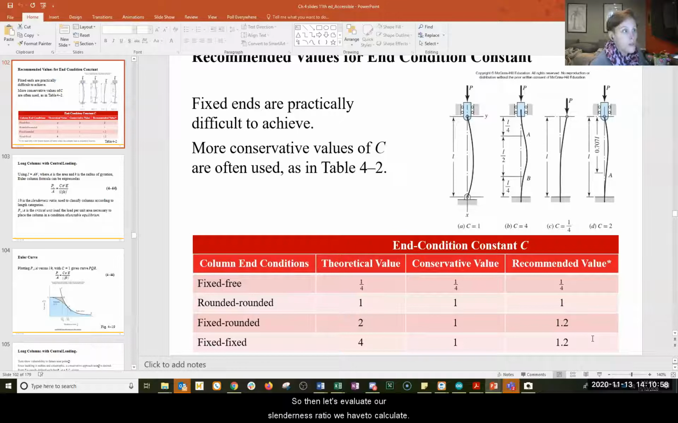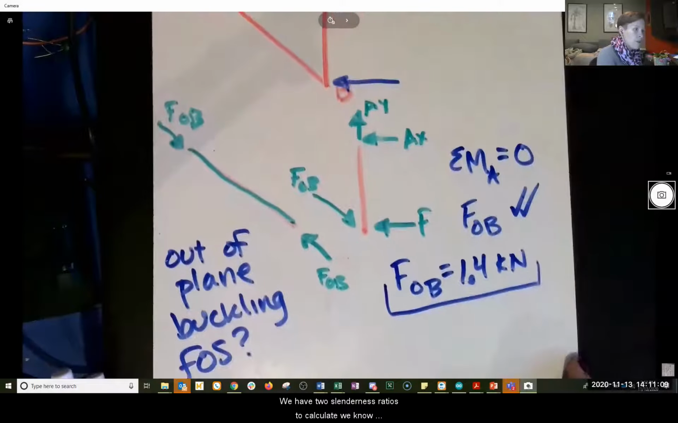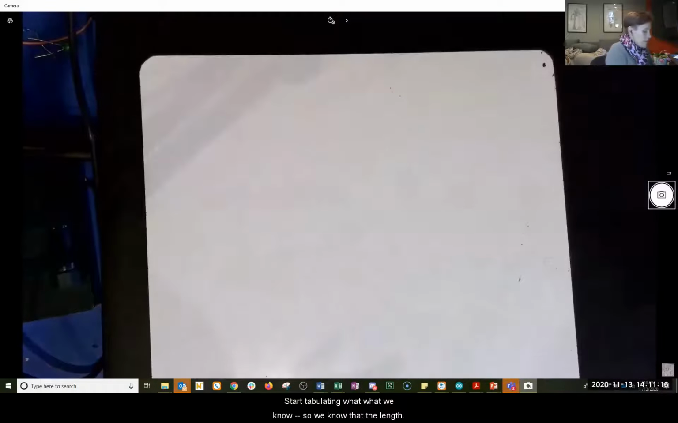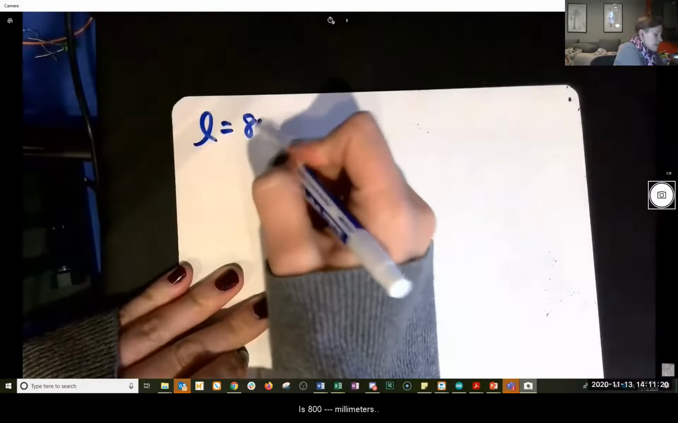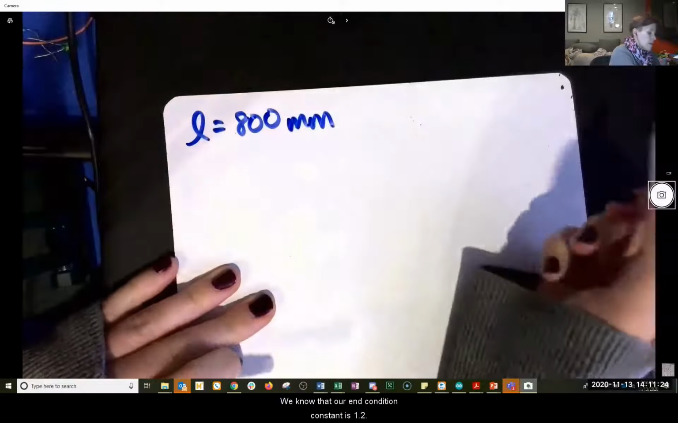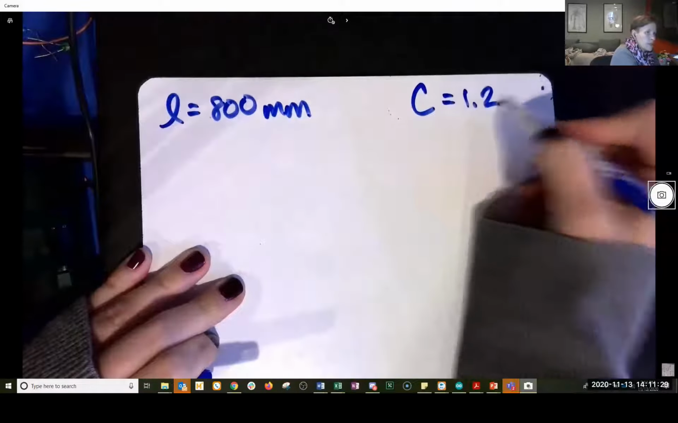Okay, so then let's evaluate our slenderness ratio. We have two slenderness ratios to calculate. We know our force, and I'm going to start tabulating what we know. We know that the length is 800, probably in millimeters here. We know that our end condition constant is 1.2.